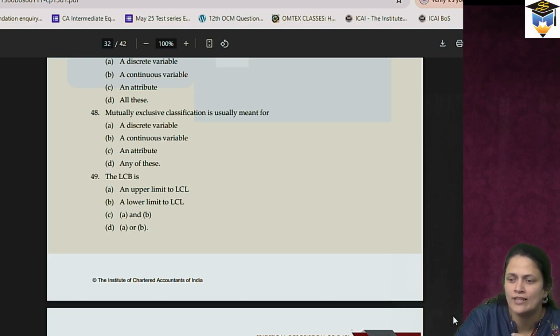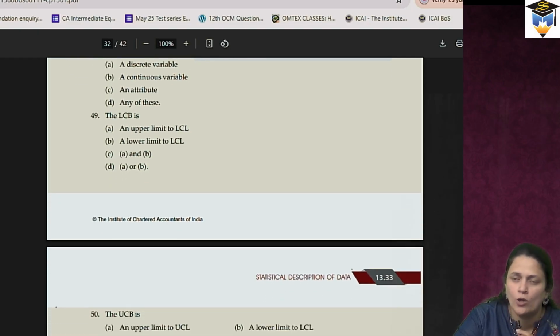Mutually exclusive classification is usually meant for a discrete variable, a continuous variable, an attribute, any of these. D is the correct answer. 49th, lower class boundary is called lower limit or LCL. Option B.